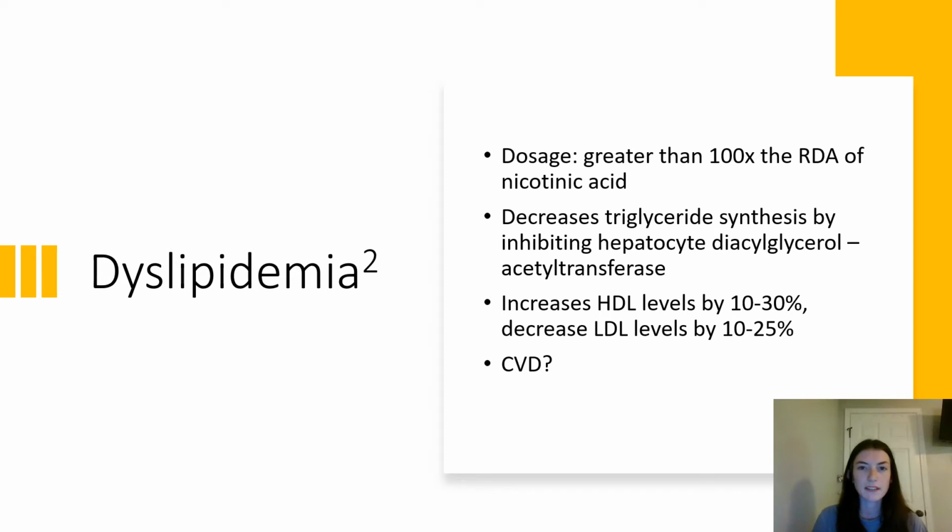By doing this, we decrease the triglyceride synthesis by inhibiting hepatocyte diacylglycerol acyltransferase, which is the enzyme needed for triglyceride synthesis. And when we do this, we increase HDL levels by 10 to 30%, and we decrease LDL levels by 10 to 25%. Now, can we do this to treat cardiovascular disease?